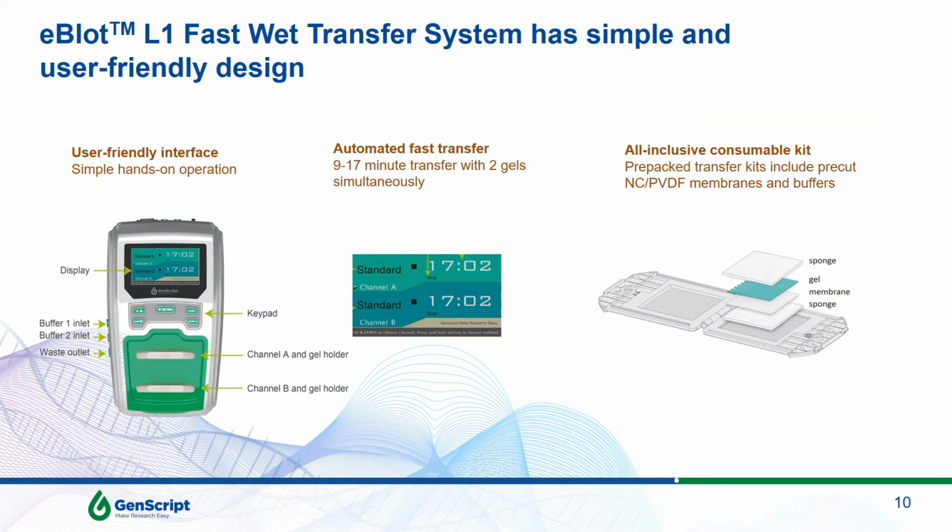The eBlot L1 Fast Wet Transfer System has a simple and user-friendly design, including its user-friendly interface, which supports simple hands-on operation. eBlot can run 2 gels in separate chambers, individually, and even with different transfer protocols that fulfill your need for a wide range of protein sizes. The display shows separate running status and times for each channel.